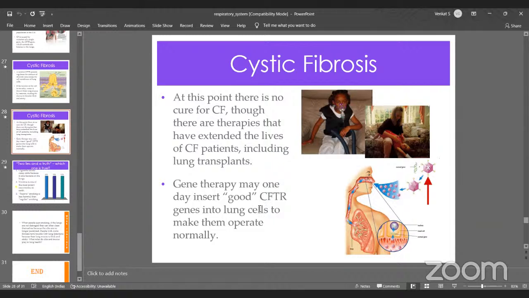Gene therapy may one day insert good CFTR genes into lung cells to make them operate normally.